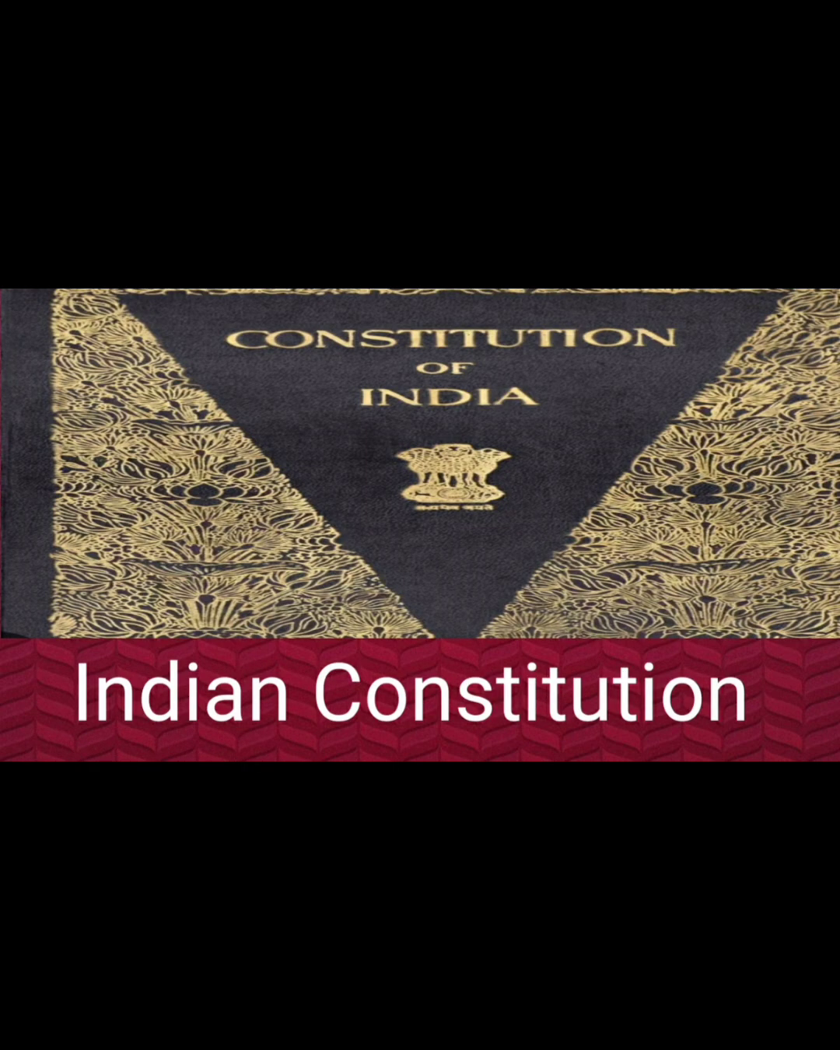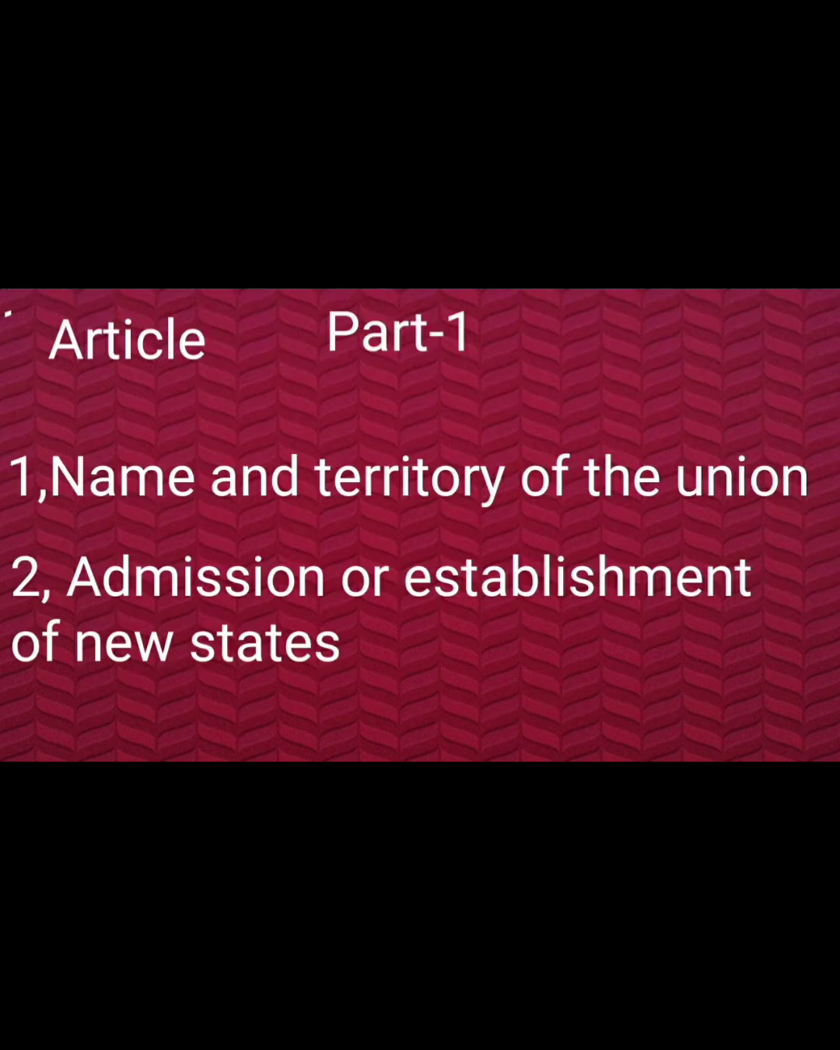Now we do a detailed study of the Indian Constitution. Part 1. The Union and its territory. Article 1. Name and territory of the Union. 1. India, that is Bharat, shall be a Union of States. 2. The States and the territories thereof shall be as specified in the First Schedule. 3. The territory of India shall comprise A. The territories of the States, B. The Union territories specified in the First Schedule, and C. Such other territories as may be acquired.